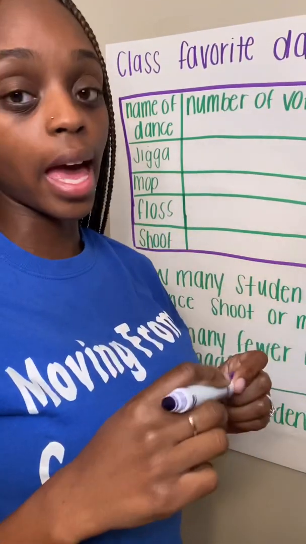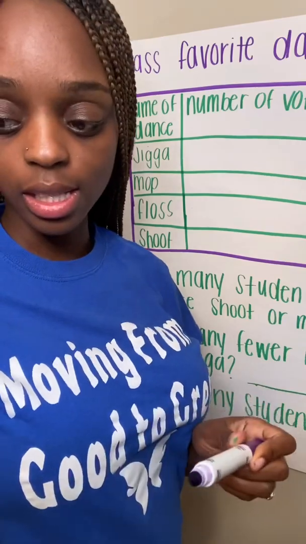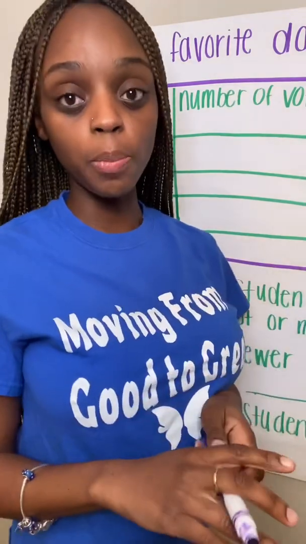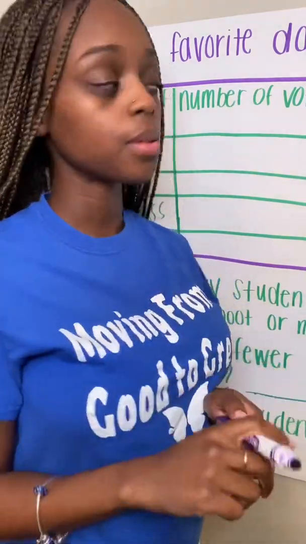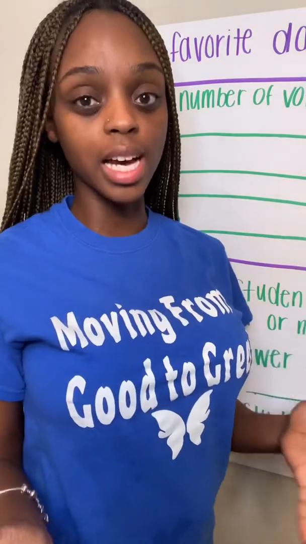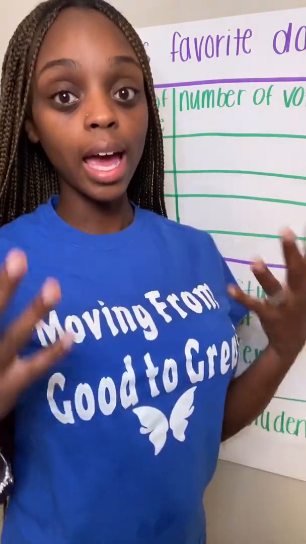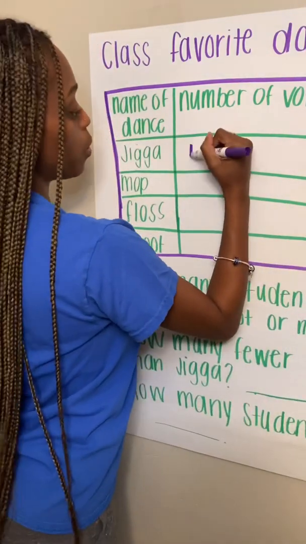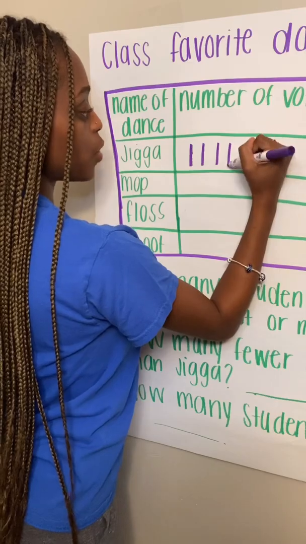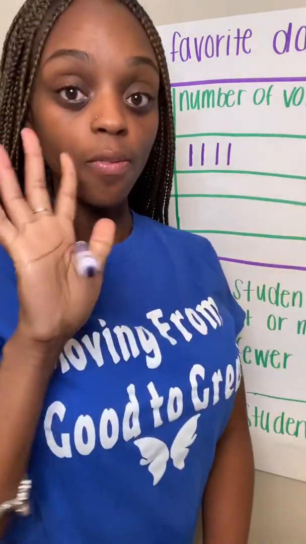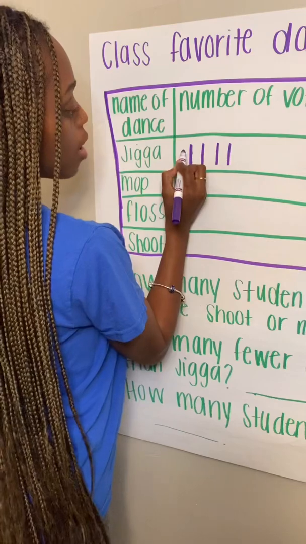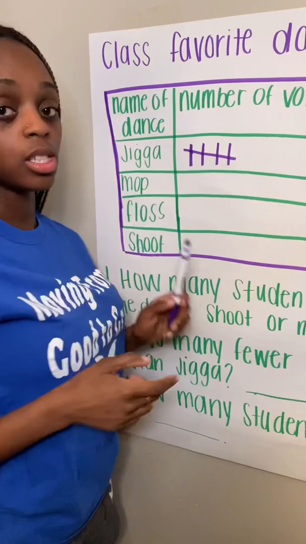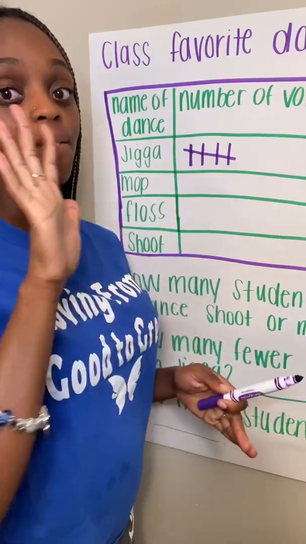For those of you that have no idea what a tally mark is, it's just like drawing lines to represent. Each line is represented by 1 vote. So, since 8 people like jigga, we have to draw 8 tallies. But let me show you how to do it. So, 1, 2, 3, 4. Now, every time you get to 5, you are going to draw a line diagonally. Every time you see something like this, you will automatically know that that means 5.